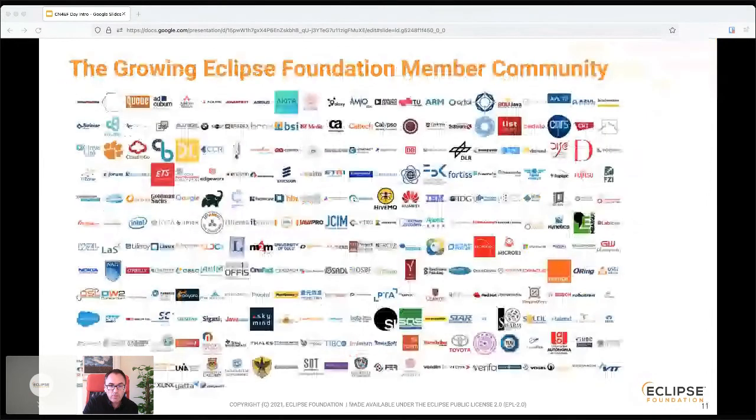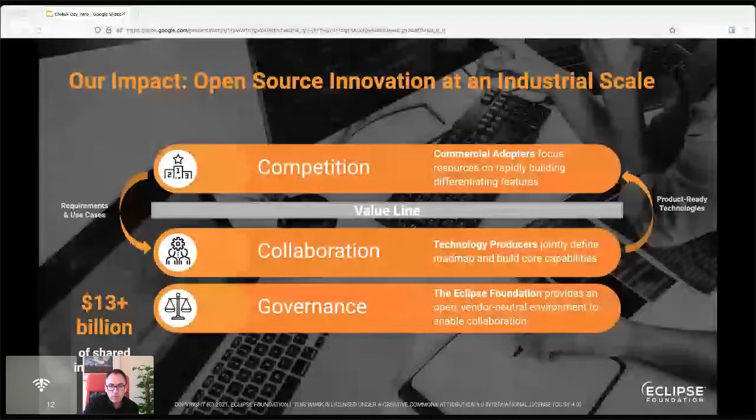And these are just some of our growing community of members. And I'll explain why our members are continuing, why new members are continuing to join the Eclipse Foundation. And what does open source innovation mean, and how do you do it at scale?